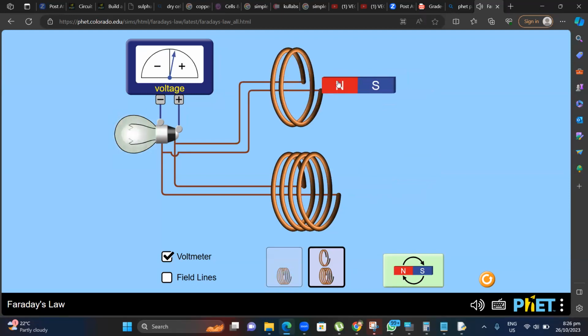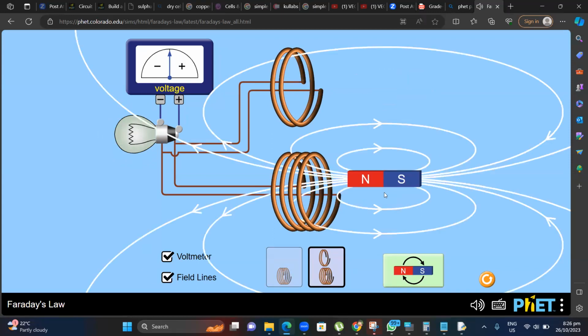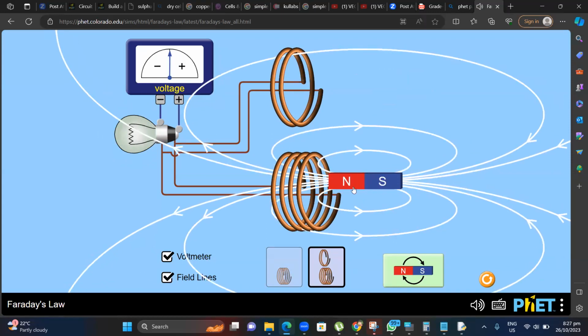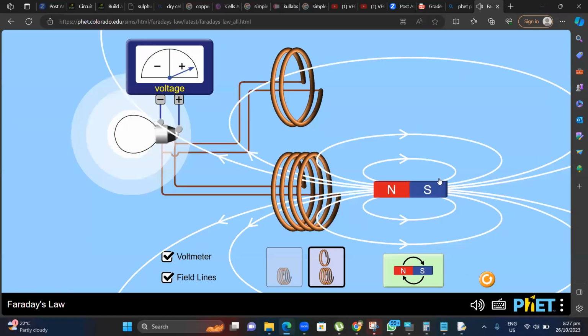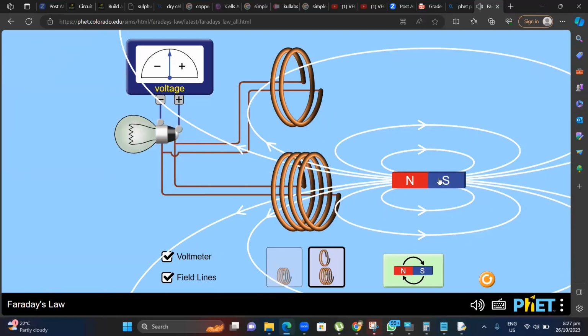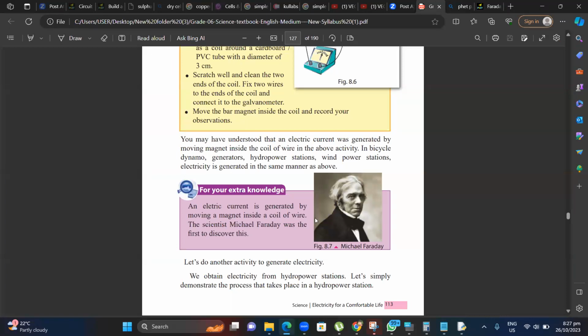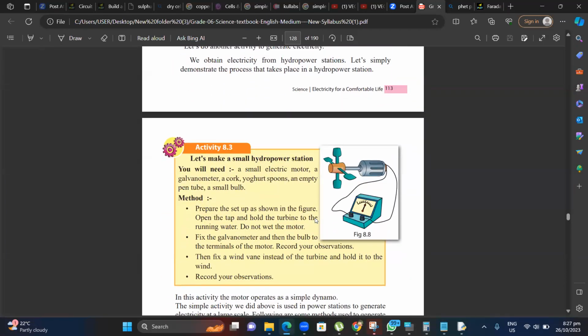When the coil is small, the current is small, but when the coil is big, the current is big. And the field lines will show how the current is generated. Then we have a clear idea about what's happening in the electricity and about Faraday's law. And this is a small hydropower station. This practical you can do at home.